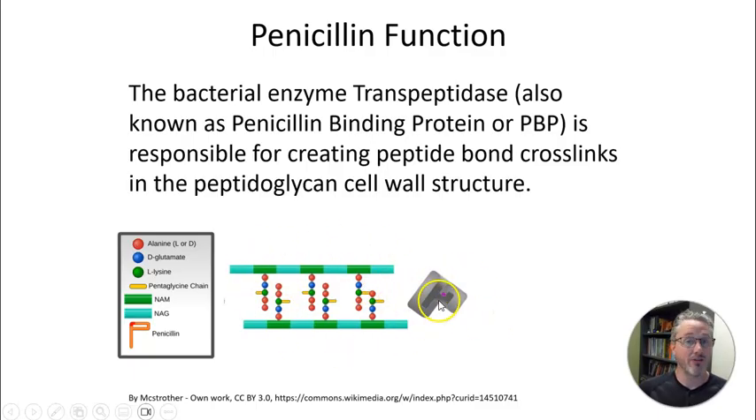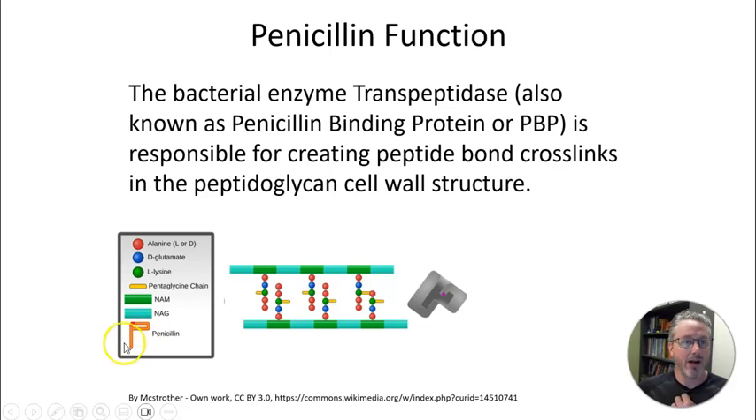So this enzyme should do that job over and over and over again. It just did it here. The enzyme should then bind these chains and crosslink them. It should bind these chains and crosslink them. So how does penicillin get in the way of this process?